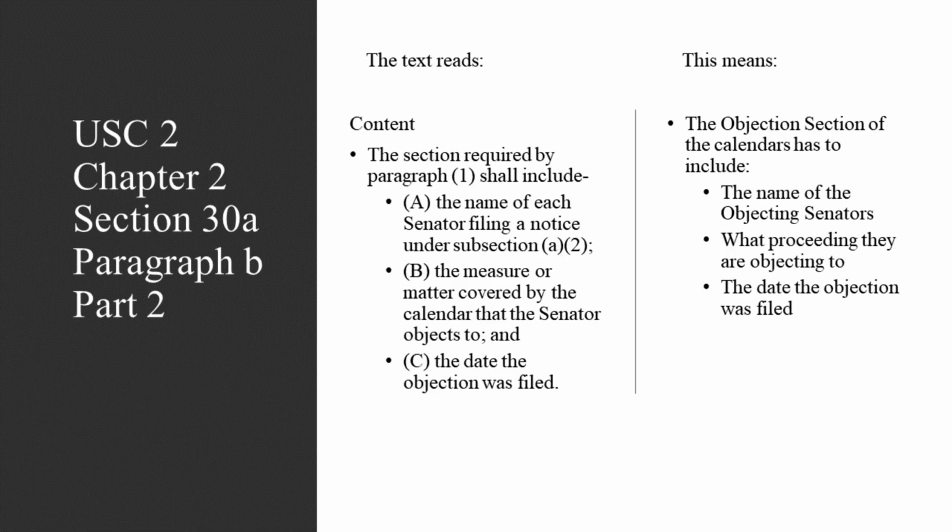Paragraph B. Line 2. The text reads: Content. The section required by paragraph 1 shall include: A. The name of each senator filing a notice under subsection A.2. B. The measure or matter covered by the calendar that the senator objects to, and C. The date the objection was filed. This means the objection section of the calendars has to include the name of the objecting senators, what proceeding they are objecting to, and the date the objection was filed.